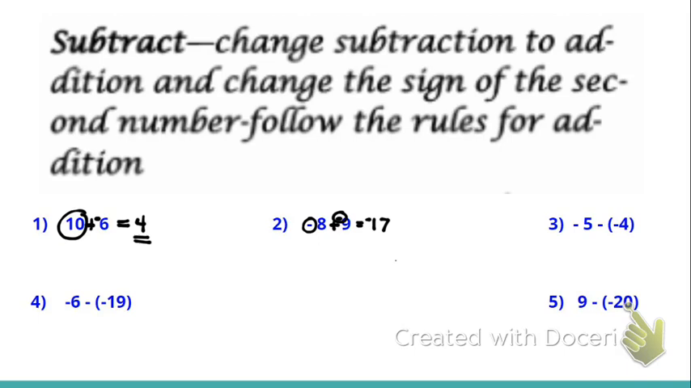So this one has negative 5 minus negative 4. So we're going to change subtraction to addition. Change the sign of the second number so it is no longer negative, it is positive. So we have negative 5 plus positive 4. Different signs, so we are going to subtract.